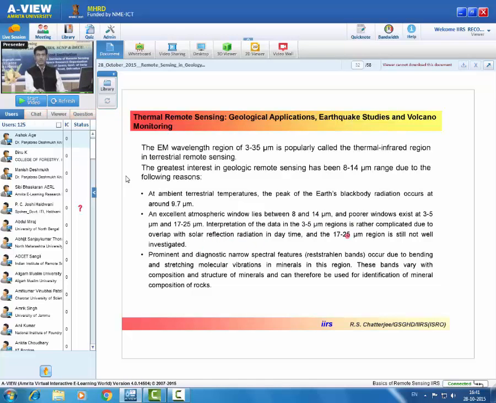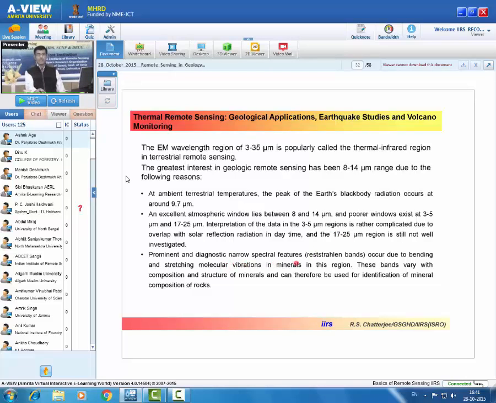So that is why 3 to 5 is a little difficult to interpret, and 17 to 25 is still not well investigated. Why? Because in this region only cryospheric applications, where the objects are very low temperature objects, can give you a good amount of radiation. Otherwise, the radiation will be very, very less in this region.